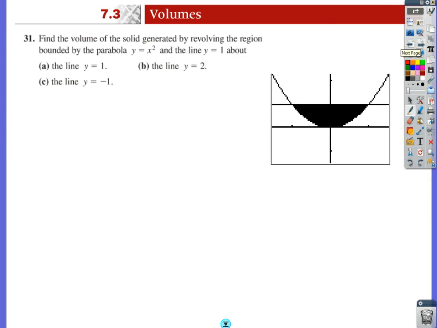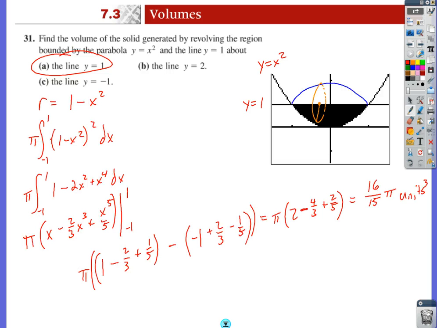Next one is 31. So here we find a parabola. There's my equation, y is equal to x squared. We're going to do part A along the line y equals 1. Here's my line, y equals 1. All right, go. Boom, there you go.